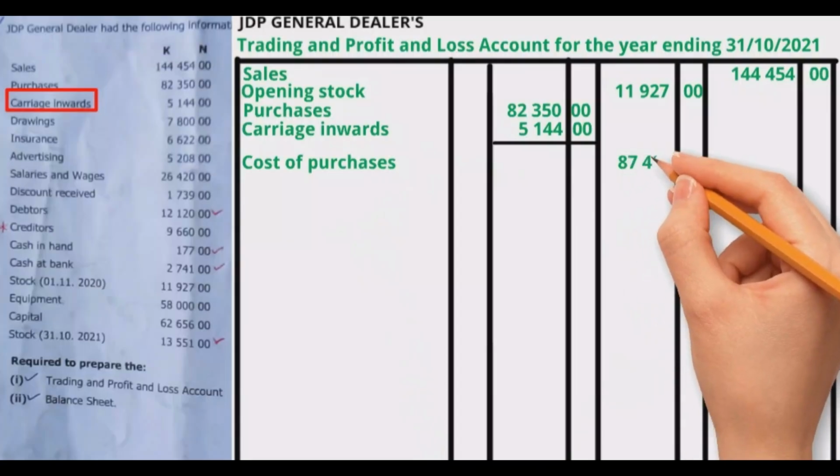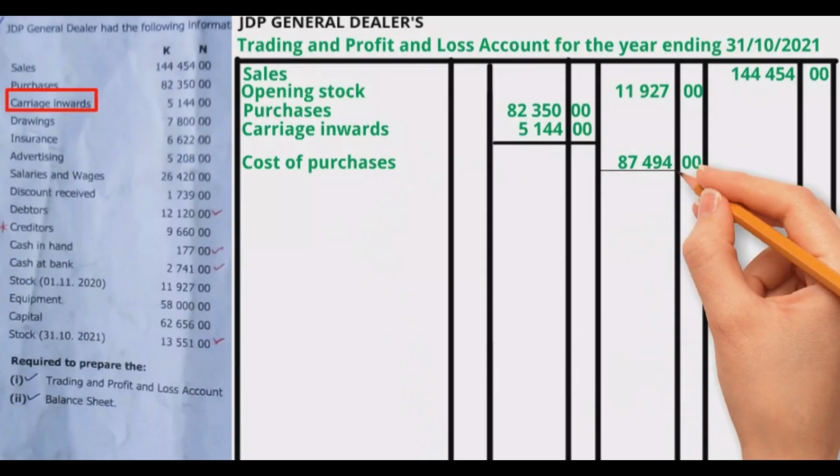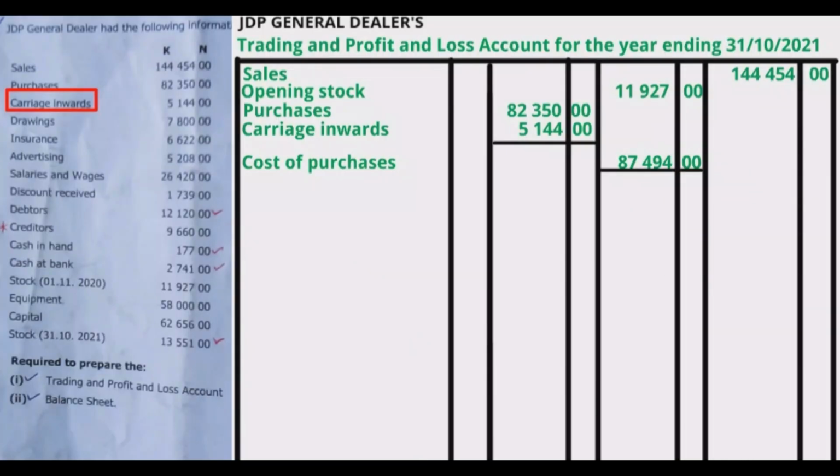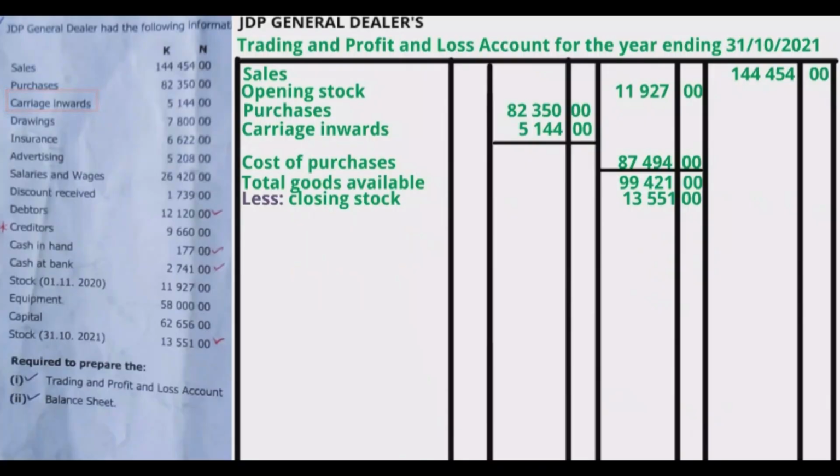87,494. Then when we put all those items together, we add 11,927 plus 87,494, which will give us 99,421. That is the total goods available.